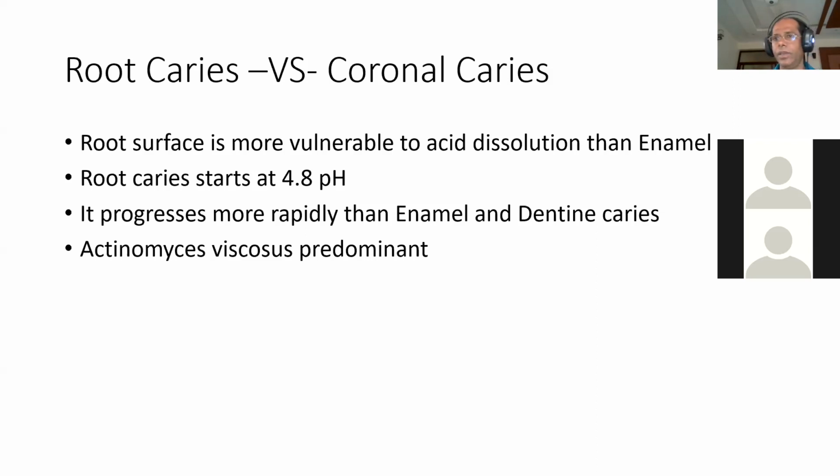The bacterial difference is that in the coronal region, or enamel caries, we know that Streptococcus mutans and lactobacilli predominantly play a role. However, in root caries, again Streptococcus mutans and lactobacilli are also present, but it is believed that Actinomyces viscosus is the predominant bacterial agent, which has more of a role than Streptococcus mutans and lactobacilli in root surface caries.